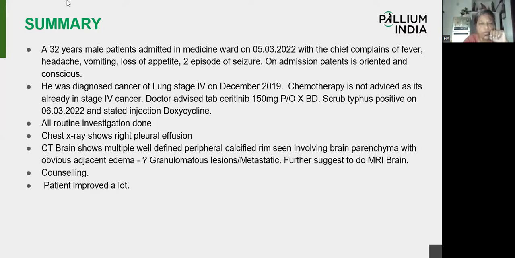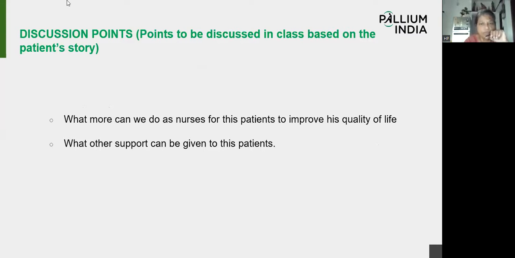Okay. First, we'll go again to the last slide. So what more can we do as nurses for this patient to improve quality of life? What other support can be given to this patient? First and foremost, someone asked about the HSOD: health status outcome dimensions. It's a healthcare analysis, health status outcome dimensions.